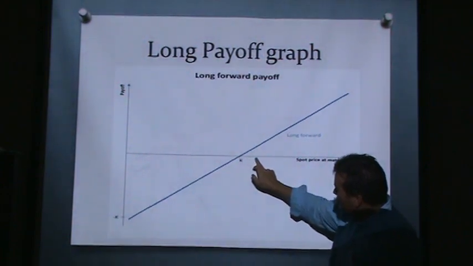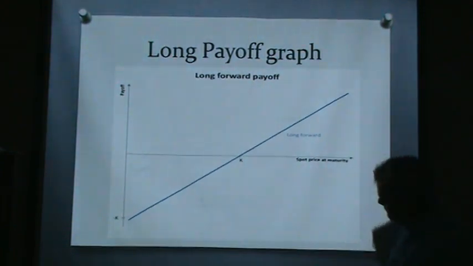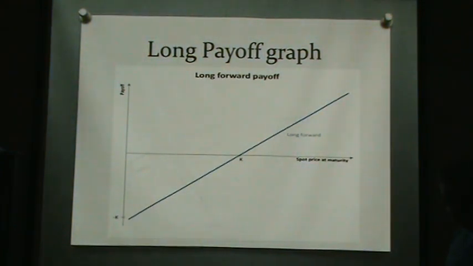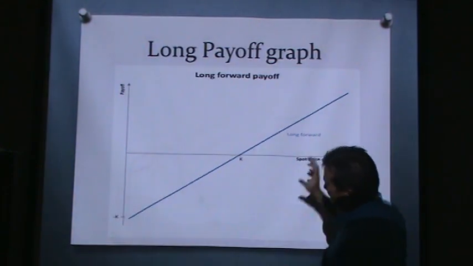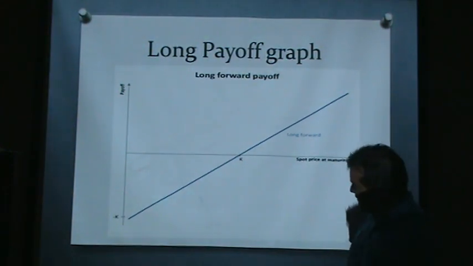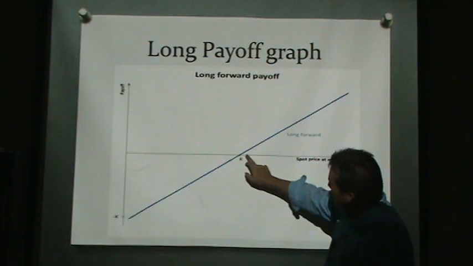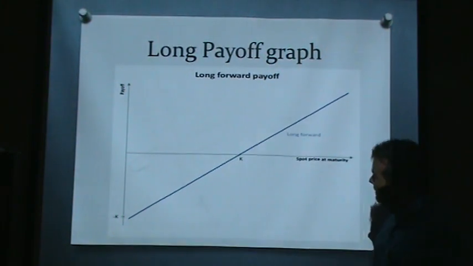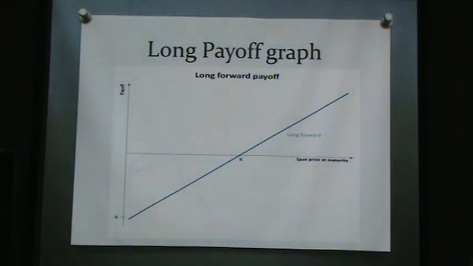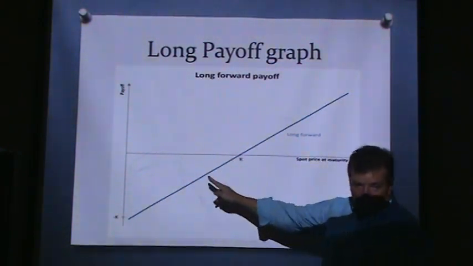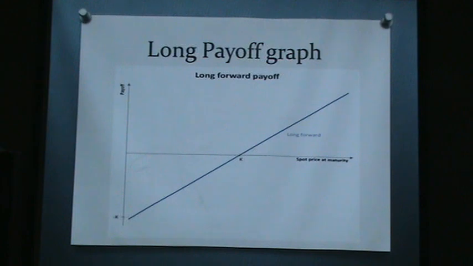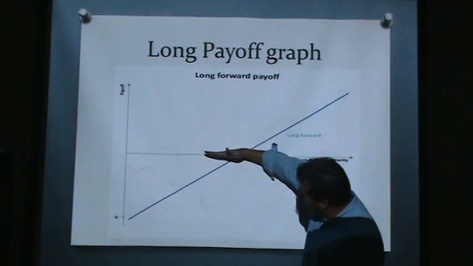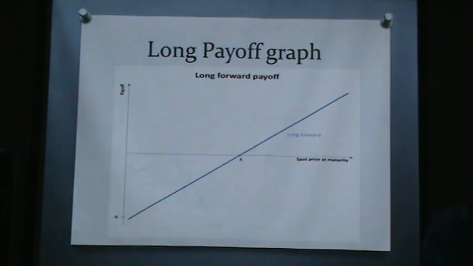And every dollar it goes up, this should have a slope of 1. It looks like the picture's a little stretched, but it should be a slope of 1. So every dollar it goes above K is a $1 profit to the person who is long. And every dollar below K is a $1 loss to the person that's long. So the graph for the short payoff should be the mirror image of this. If we held a mirror up to this line, it would flip the graph over.